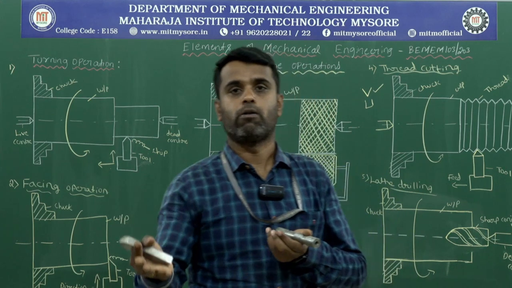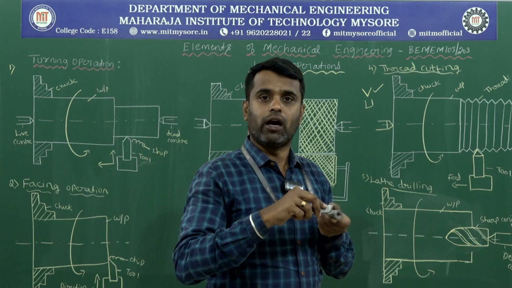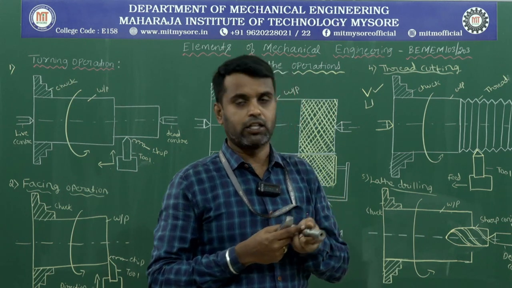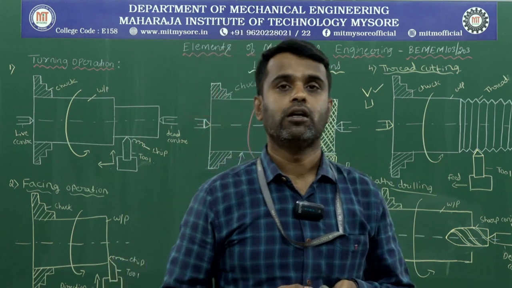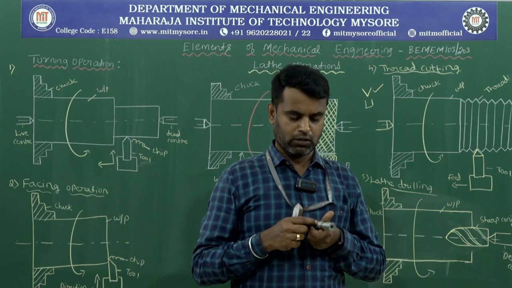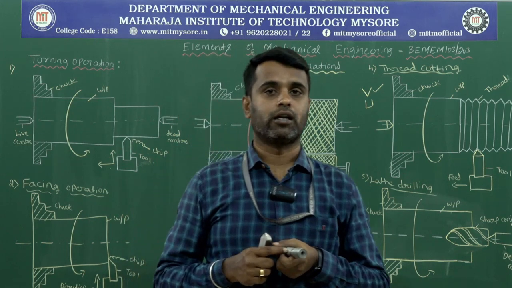With the help of the lead screw, the carriage will be moved automatically. Due to the automatic movement of the carriage, and due to the number of passes, the required threads will be formed on the workpiece material. That operation we can call the thread cutting operation. Thread cutting means you have to make the conical shape on the cylindrical workpiece material. We can call it the thread cutting operation.